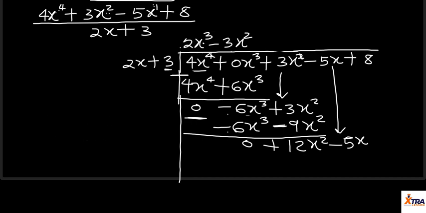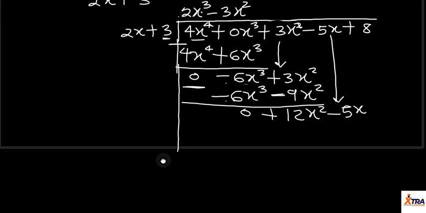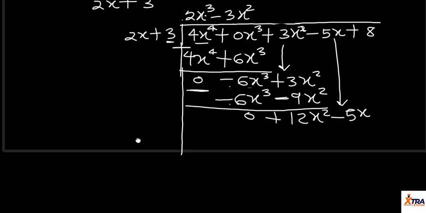Repeating the same procedure. We have 2x, divide 2x. So we have 2x in 12x squared. That will give us 6x. We put our 6x here. Then the value we got here, that 6x, we use it to multiply everything here.